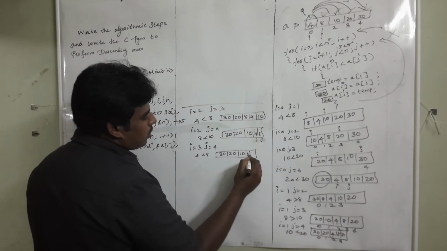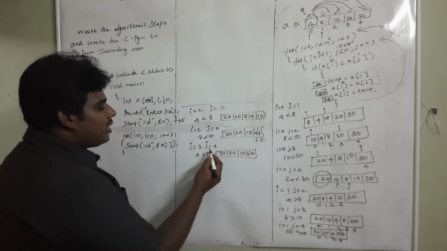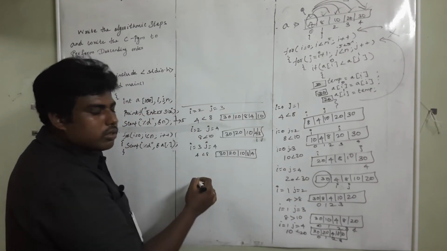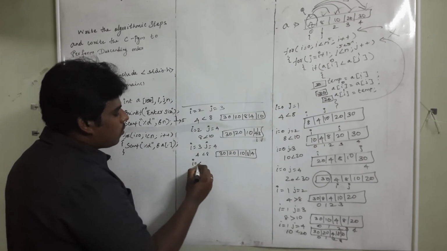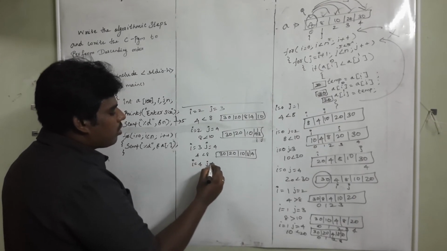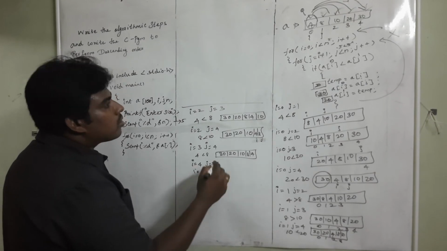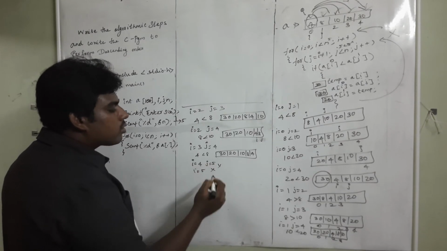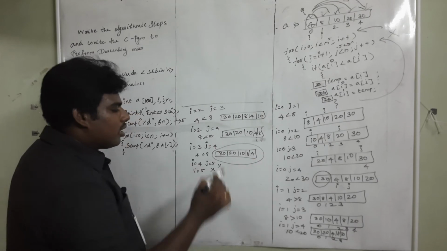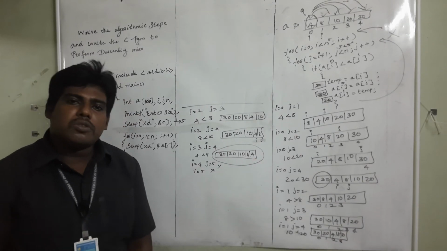10, 8, 4. Now again the j value is incremented to 5. So out. So now i equals 4, j equals 5. Again j is false. So now i equals 5. So i is also false. At last you will get the list here. All of you understood the logic?